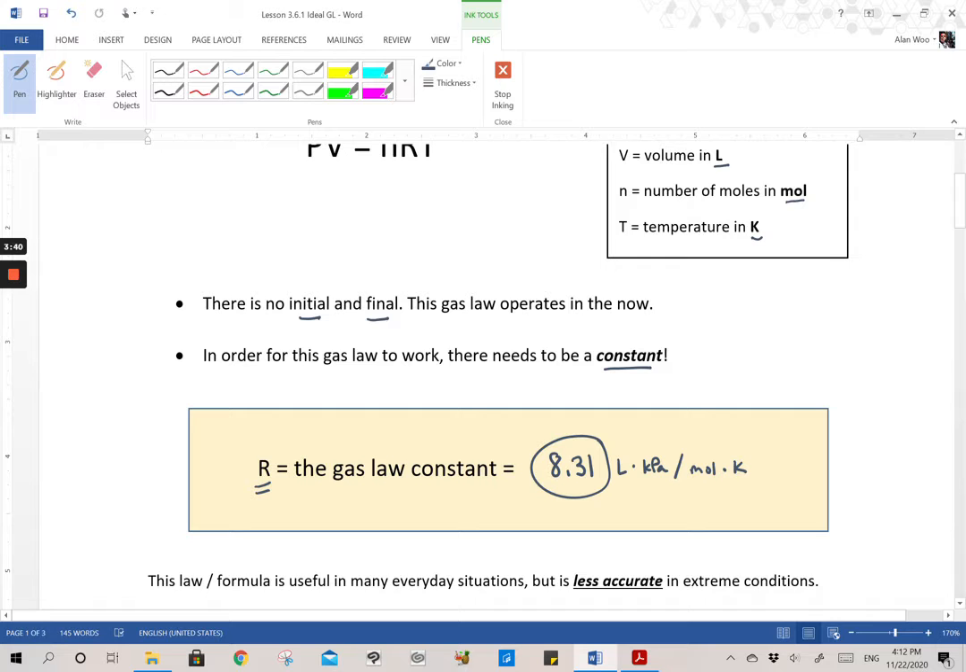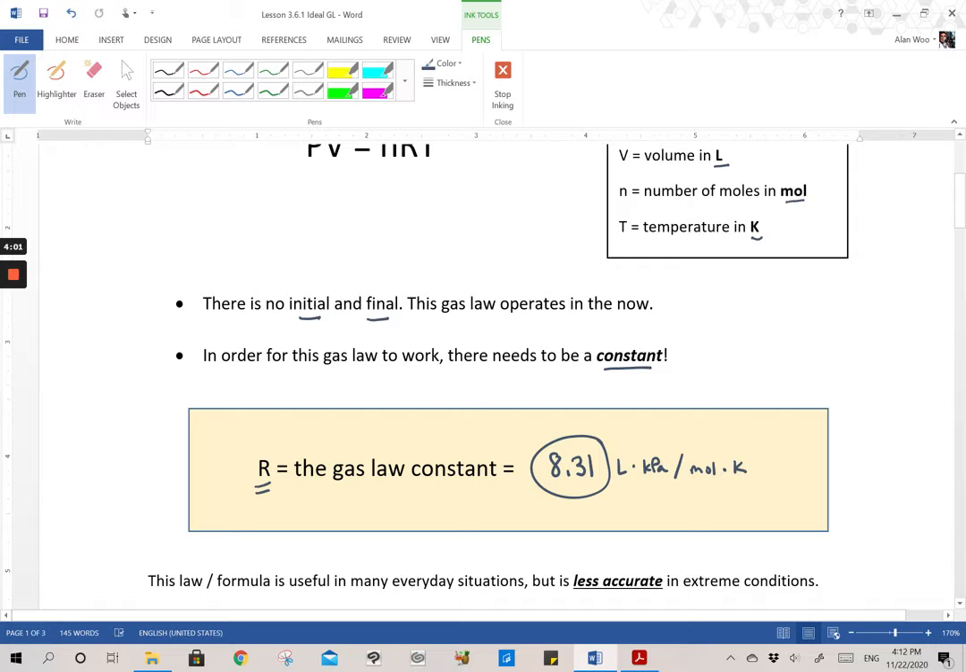Now, if you do look online for gas law constants, there'll be a whole list of them, and they differ because the units differ. So that's why we're making it simple for you. We're just going to stick to this one variation of your gas law constant, and it's going to be 8.31.